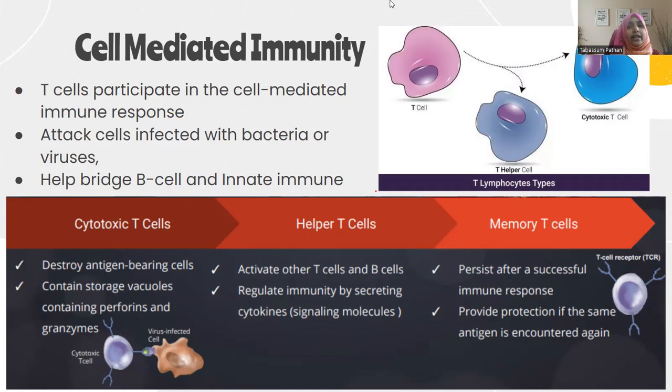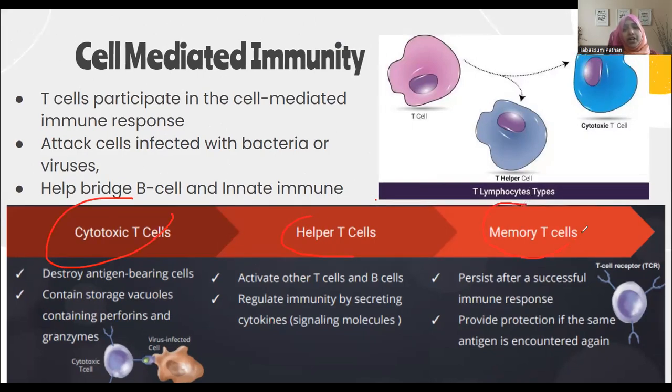Okay, so there are three types of T cells: cytotoxic T cells, helper T cells, and memory T cells. Even here also memory will be generated because we are talking about acquired immunity. Cytotoxic, see the name itself is telling you the function. Directly it will be toxic in nature, it will kill the infected cell. So it will destroy the antigen bearing cell. How will it destroy? It has certain bullets in the form of perforins and granzymes. It has these molecules, perforins and granzymes, which will attack the infected cell and try to kill it.